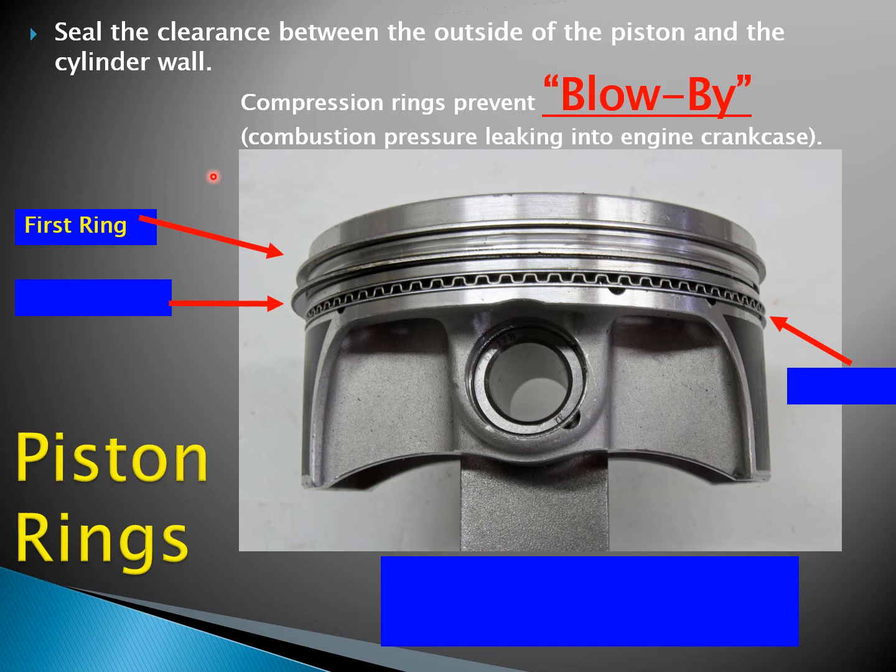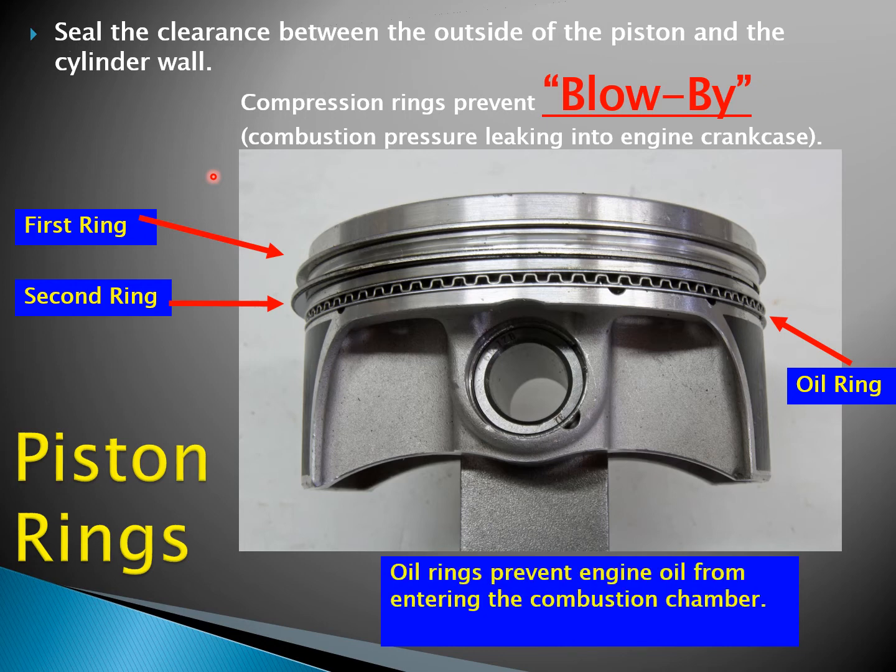All right, so here again is our first ring, and for simplicity, we're just going to use first ring, second ring, and then over here is our oil ring. Now, if we were in class, I would be able to hand these parts out so you could physically look at them, and unfortunately we don't get that. But the oil ring prevents engine oil from going up. Just like we don't want the combustion pressure leaking past into the crankcase, we don't want the oil that's in the crankcase entering into the combustion chamber. Otherwise, we're burning oil, and that's no good either. So, all right, let's move on.